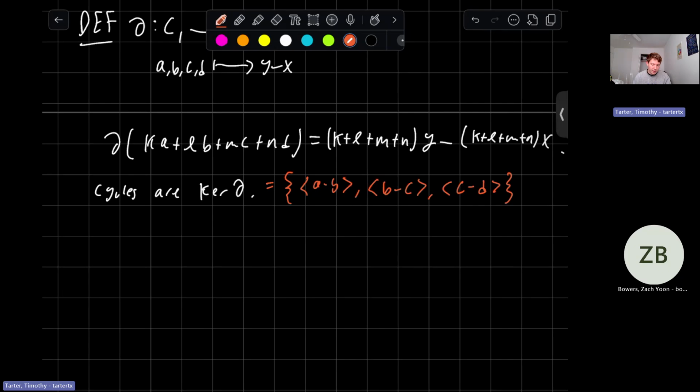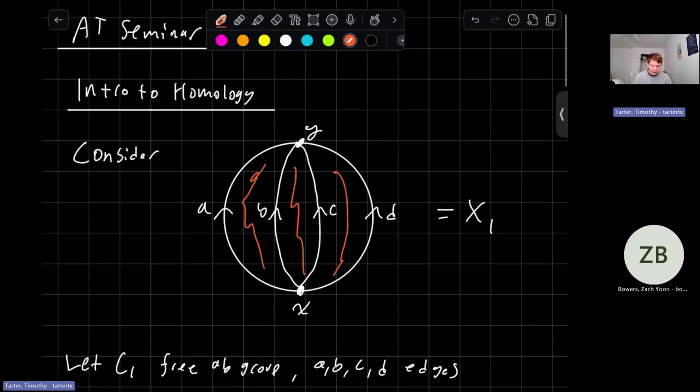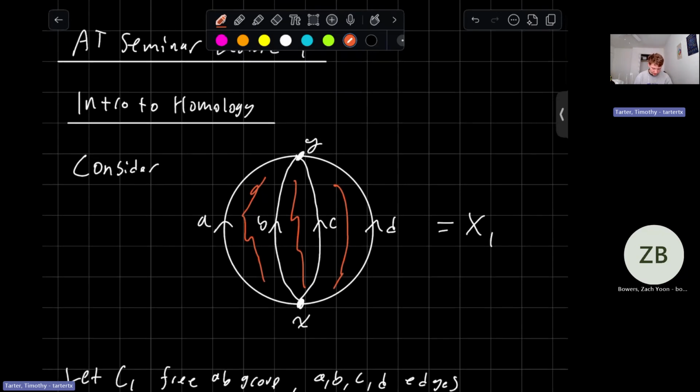By means of these three basic cycles, we convey the geometric information that the graph X1 has three visible holes, the empty spaces between four edges. So hole 1, hole 2, hole 3. Is this all making sense so far? Yeah, we're good. Okay.